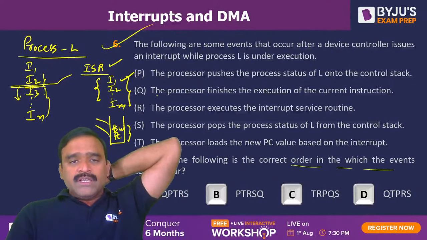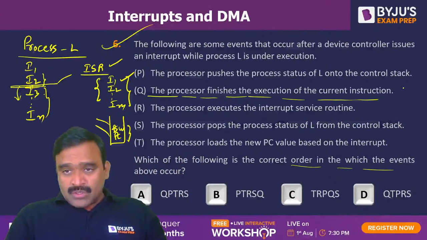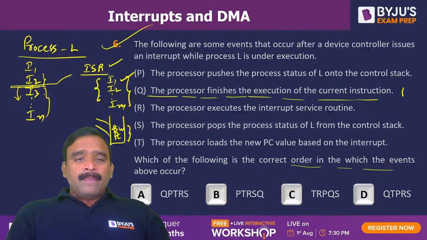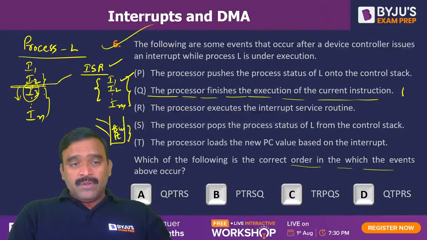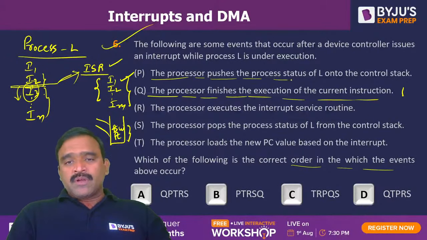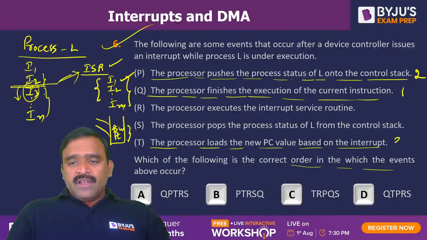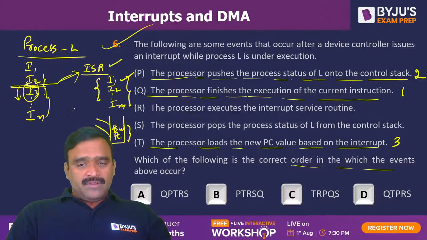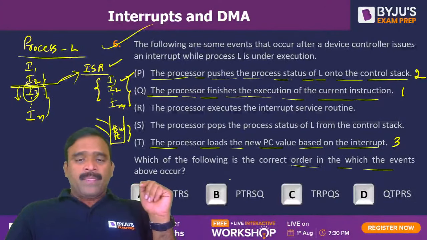The first and foremost thing is Q. The processor finishes the execution of the current instruction. Then the next instruction address I3 you have to push into the stack before jumping to the interrupt service routine. So next is P. The processor pushes the process status of L onto the control stack. That is the second step. And the third step is T: the processor loads the new PC value based on the interrupt. The new PC value means the address of the interrupt service program. We have to load the program counter with the interrupt service program address.